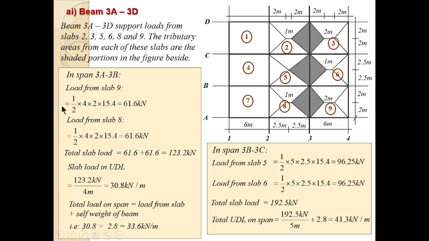How is it taken? Let's look at slab 9. Slab 9, if you look at the dimension, is 6 meter by 4 meter. So if you divide 6 by 4, that gives you 1.5. That means you're dealing with a two-way spanning slab. In a two-way spanning slab, the tributary area is usually divided so that the short span beam will carry a triangular tributary area, while the long span beam will carry a trapezoidal one. In this case, this beam falls into the short span beam. That is why it is carrying a triangular tributary area.